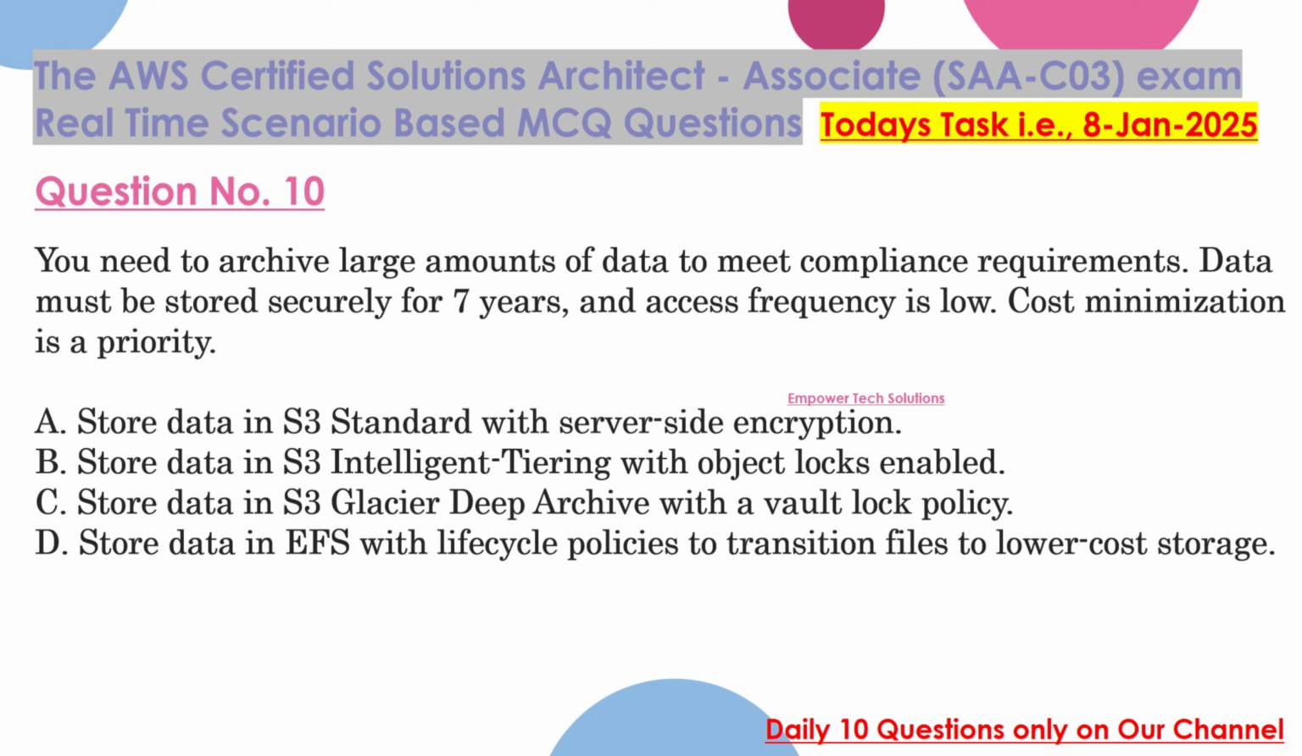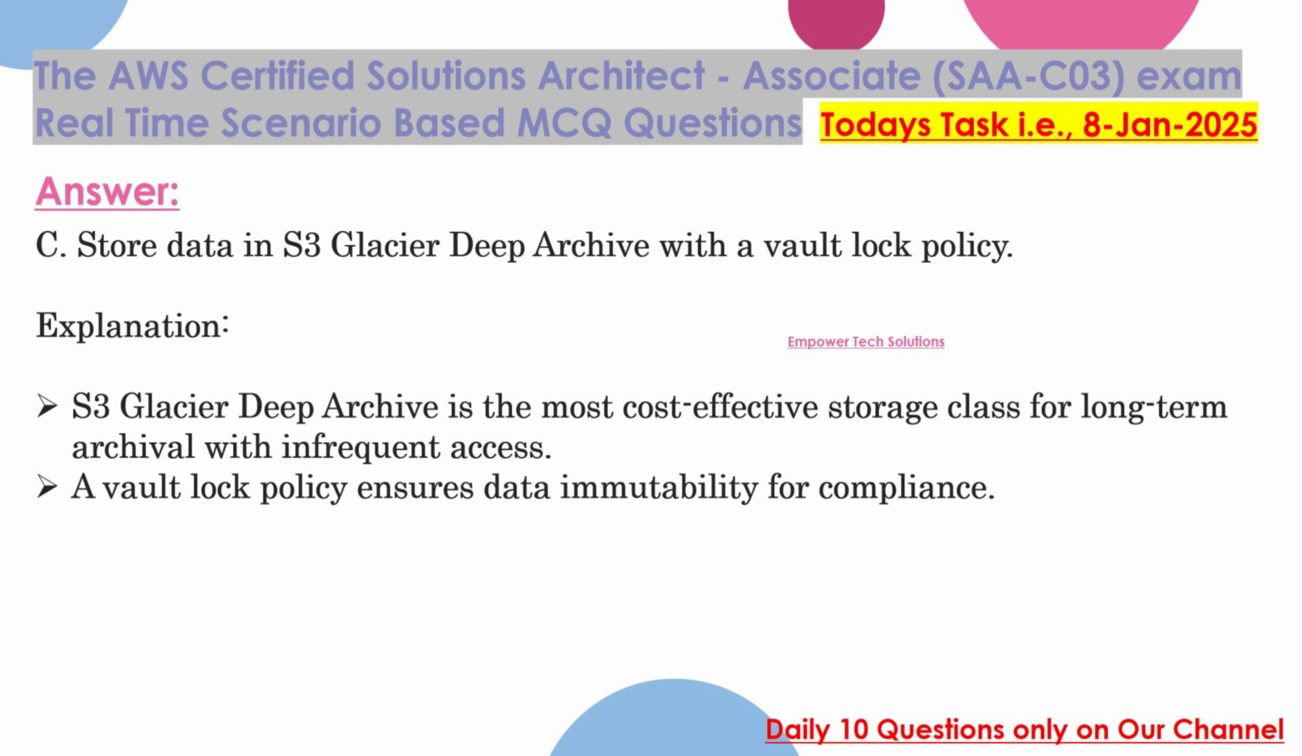C. Store data in S3 Glacier Deep Archive with a Vault Lock policy. D. Store data in EFS with lifecycle policies to transition files to lower-cost storage. Correct answer: C. Store data in S3 Glacier Deep Archive with a Vault Lock policy.